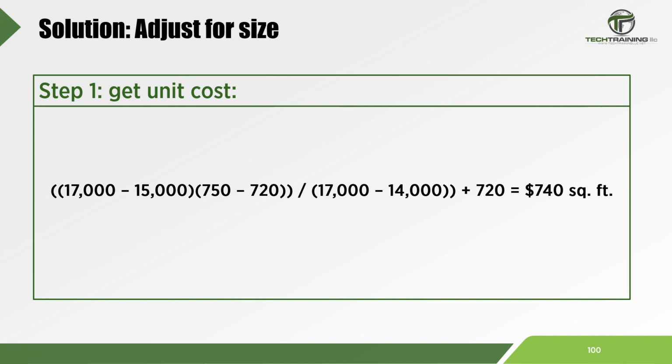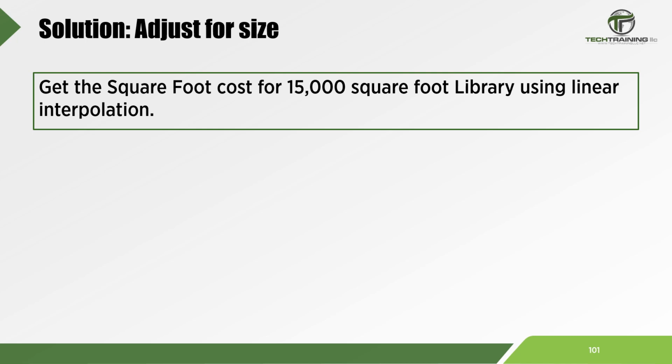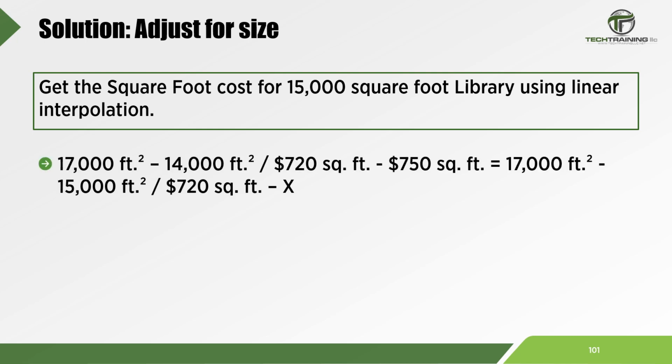And if we do out the math, we should get plus 20, which we are going to add to our $720 per square foot price. That gives us a price of $740 per square foot for our 15,000 square foot library. Now, some people do this calculation differently. Many people create an equation which states X is the unit price we are trying to determine. The ratio determined by having 17,000 minus 14,000 over 720 minus 750 is equal to the ratio obtained by having 17,000 minus 15,000 over 720 minus X. And again, if we do out the math, X equals $740 per square foot.